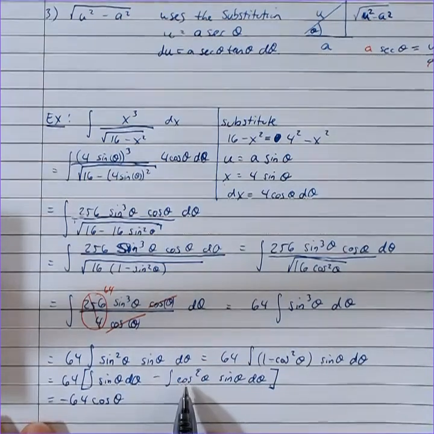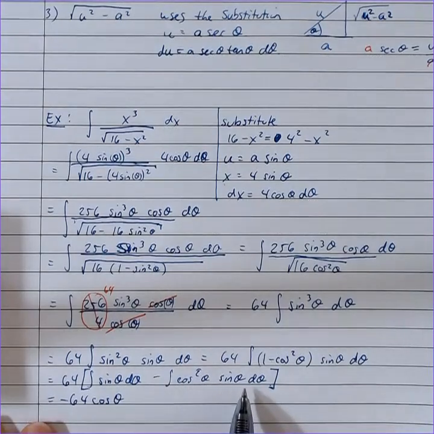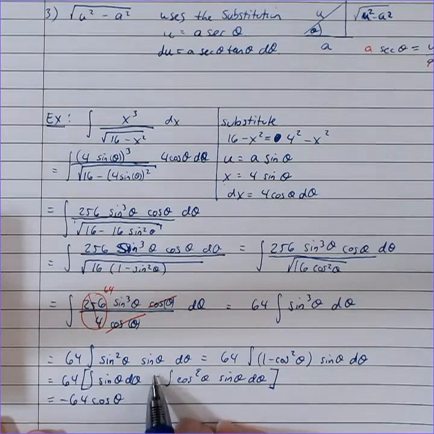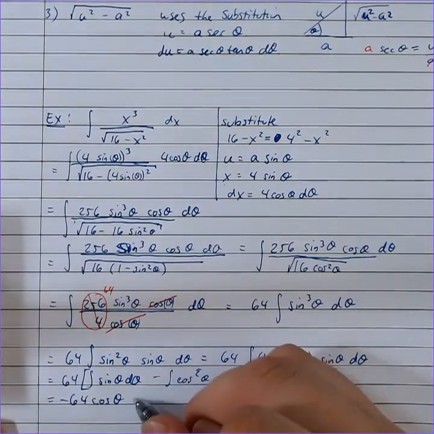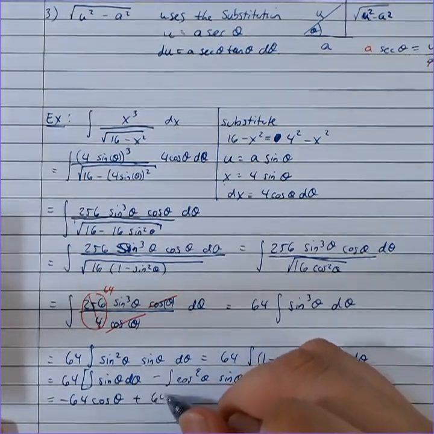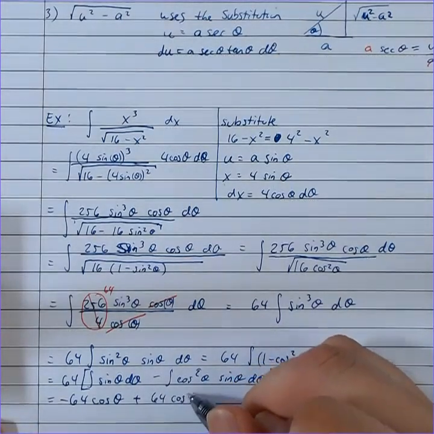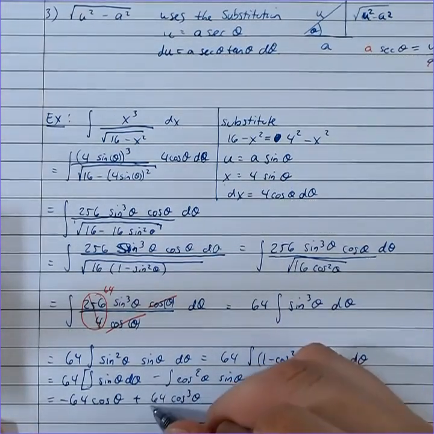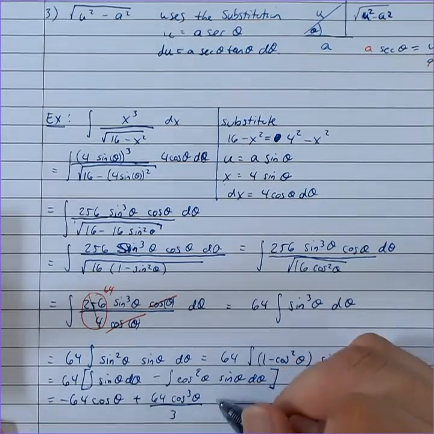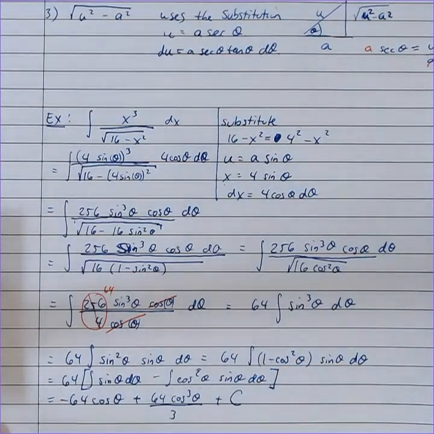And then here, if we're going to integrate cosine squared of theta sine of theta d theta, that's just going to be negative cosine to the third of theta over 3. After all, that is the negative derivative of the cosine of theta. So here, that's going to be negative cosine to the third, but then there's another negative out there. So that'll be plus 64 cosine to the third of theta over 3, plus some constant of integration.